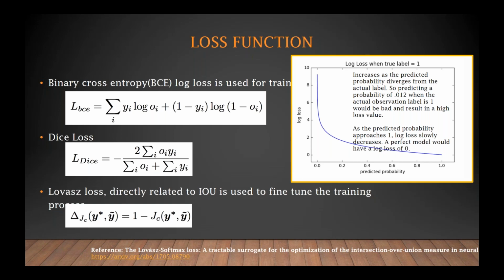The Lovasz loss, which is similar to computing the gradient, iteratively computes the gradient of 1 minus the IOU score. This is directly related to IOU. So we use it to fine tune our second pass model fitting.